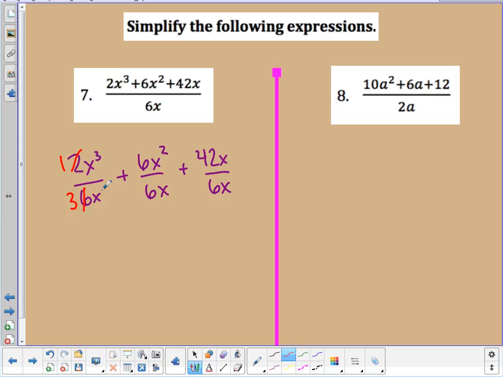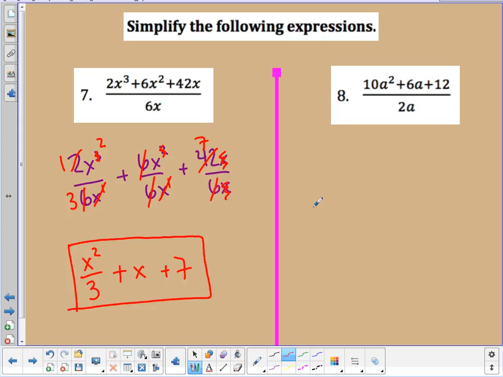X to the 3rd over x to the 1st, I make 1 disappear and I'm left with 2. Here, 6 over 6 goes away. X squared over x to the 1st is just going to be x to the 1st. 42 over 6 is 7, and the x's cancel. So I'm left with x squared over 3 in this first term. I had an x squared on the top, but I have a 3 left on the bottom. Then I have an x in the middle, then I have a 7 at the end. So that is my simplified expression.